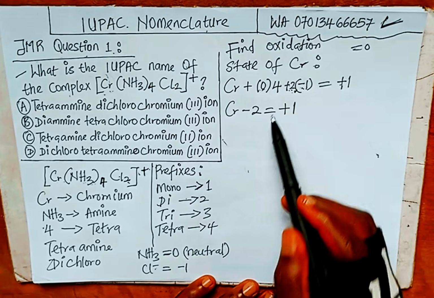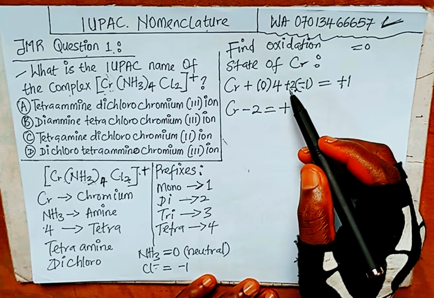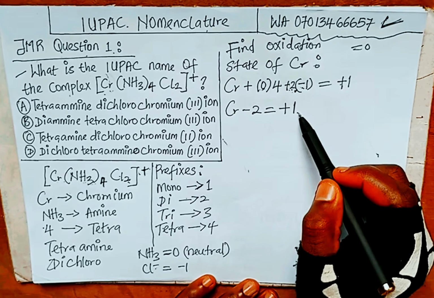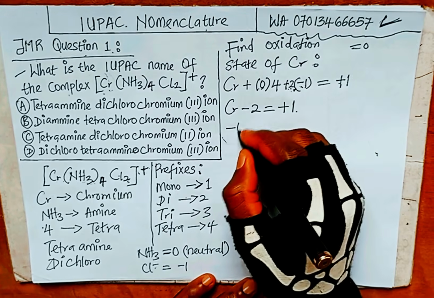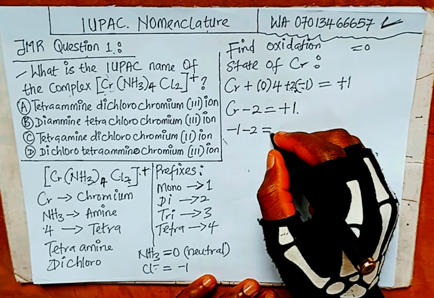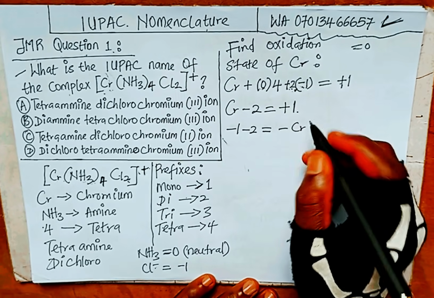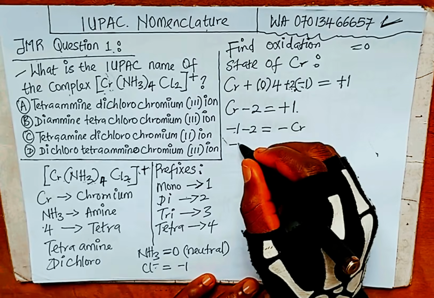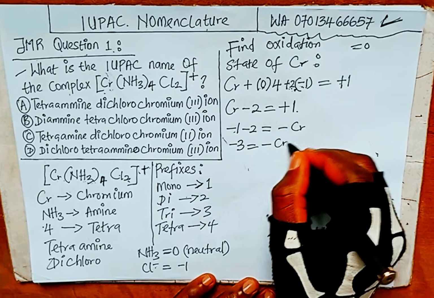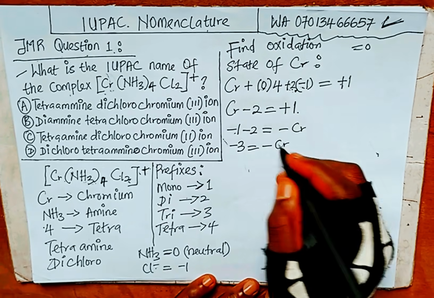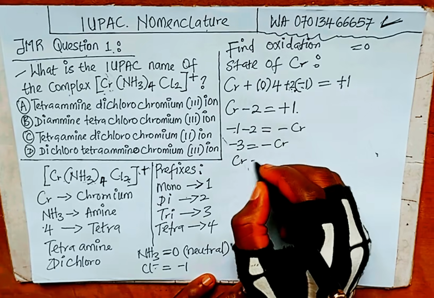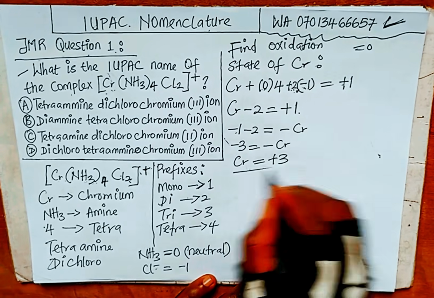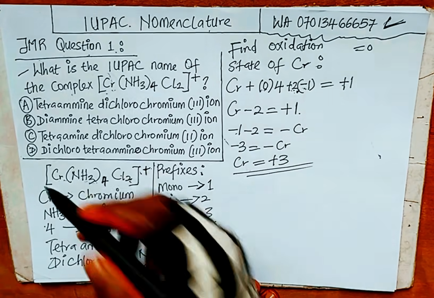So we collect like terms. To find the answer, if we collect like terms, I bring chromium on this side, the 1 comes this side, it becomes minus. So -1 minus 2 is equal to minus chromium. -1 minus 2 will give us -3, equal to minus chromium. Then we switch the position, we inverse it, and we now have chromium equal to +3. So this is the oxidation state of chromium inside here.